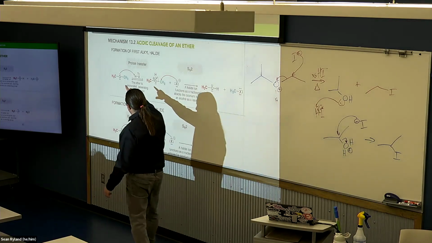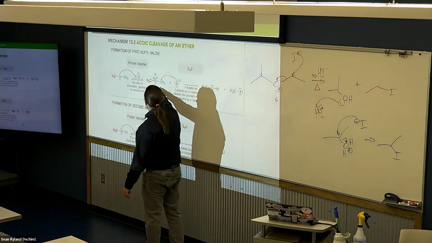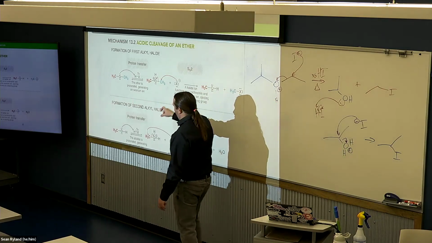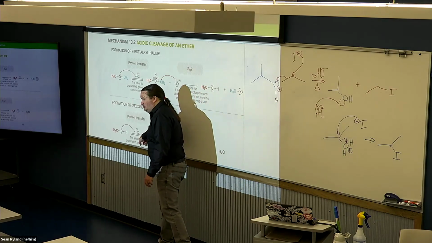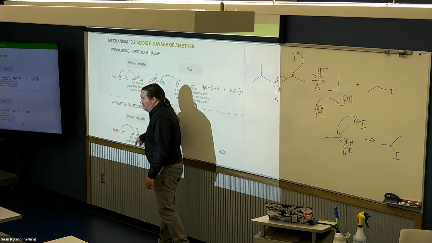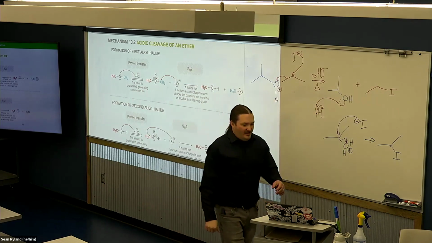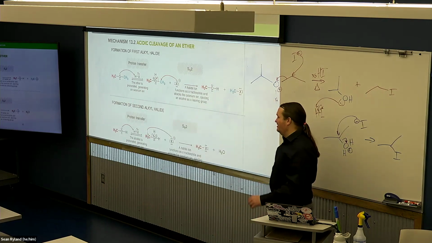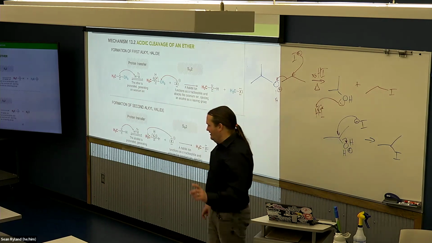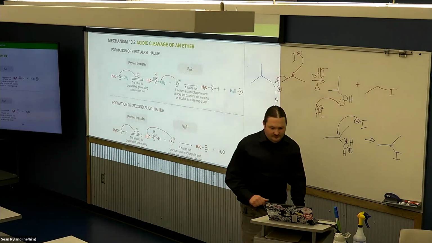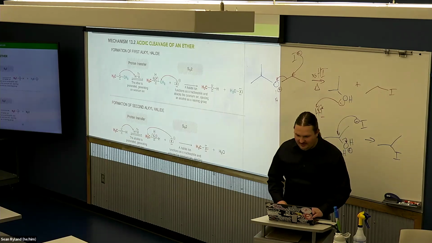Right, so proton transfer, nucleophilic attack to make the alcohol and the halide. I'm just reiterating what we already did, just showing you on either method. We are taking our break. Let's come back at 5 after. We'll go over this one more time after we've had a break to solidify it in our brains, and then we'll move on to epoxides. We'll practice first and then epoxides.